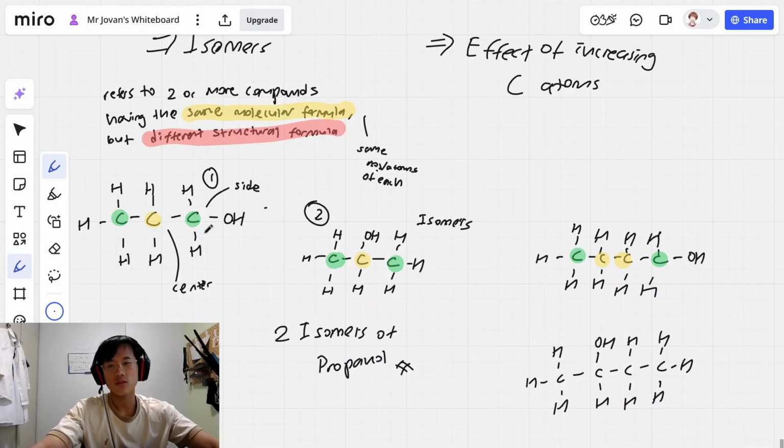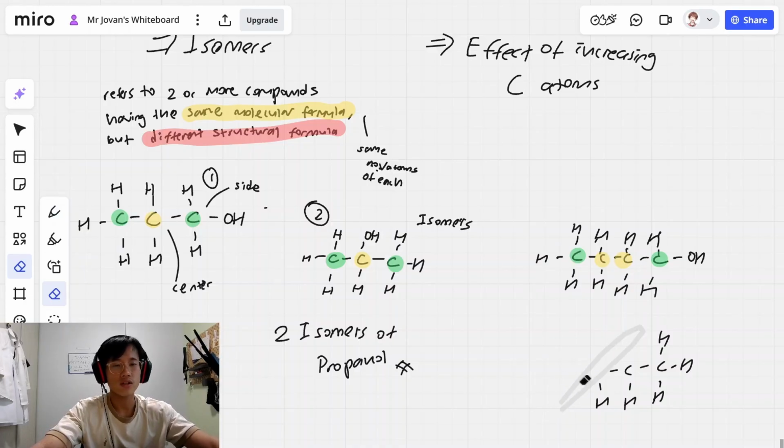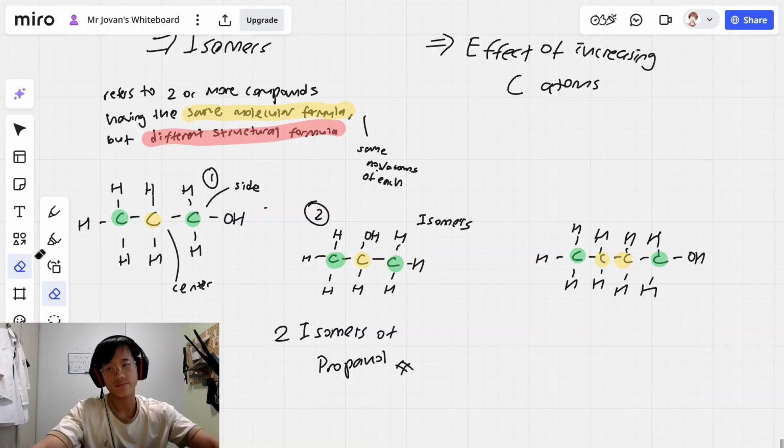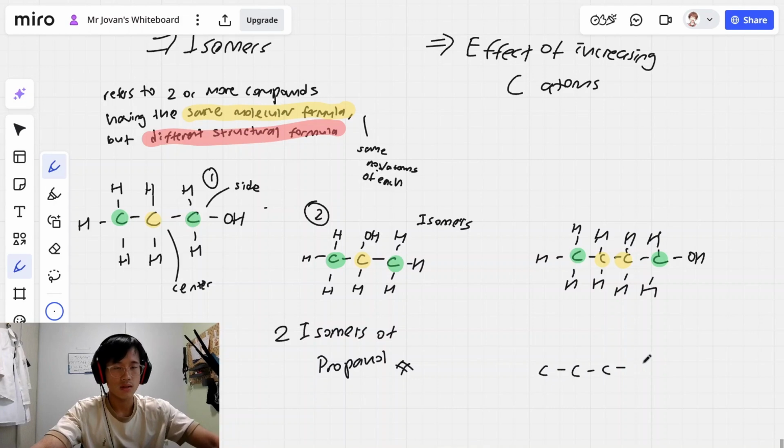So yeah, we're not going to go into depth for this question, but just take note that if it's four carbons, we're going to label four. If there's four carbons, we're going to label two of them as the middle and two at the side. What if it's five carbons? Let's take a look.